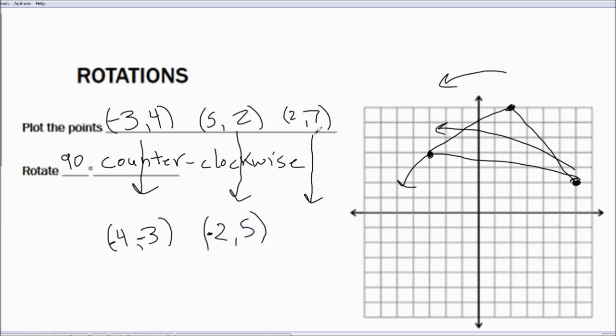What about this one? Okay, again, we're going to switch the coordinates. 7, 2. And that came from this point up here. It's going to rotate over to here into quadrant 2. And so what are we going to have? Looks like we're moving to the left, so we're going to have a negative x value, still above the axis, so a positive y value.